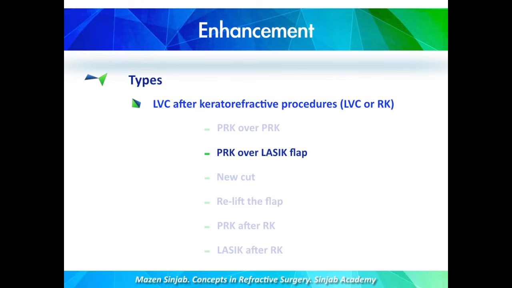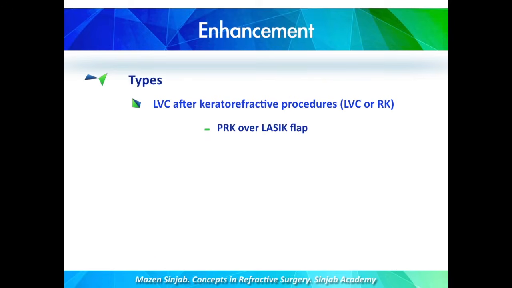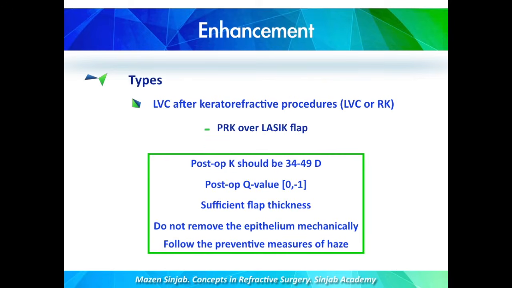The other subtype is PRK over LASIK flap. The guidelines for doing PRK over LASIK flap are the post-op K reading should be between 34 and 49 diopters. The post-op Q value should be between 0 and -1. The flap thickness should be sufficient in order to apply the ablation depth. And do not remove the epithelium mechanically and follow the preventive measures of haze.